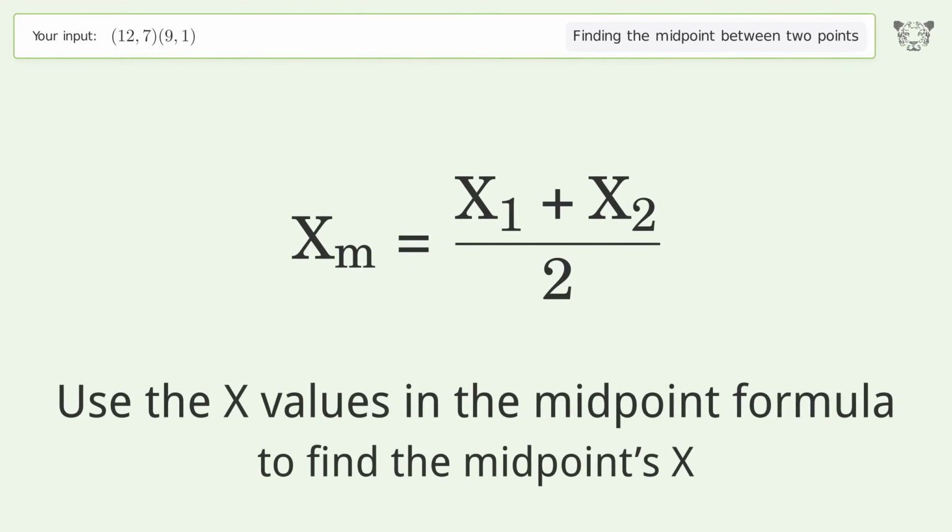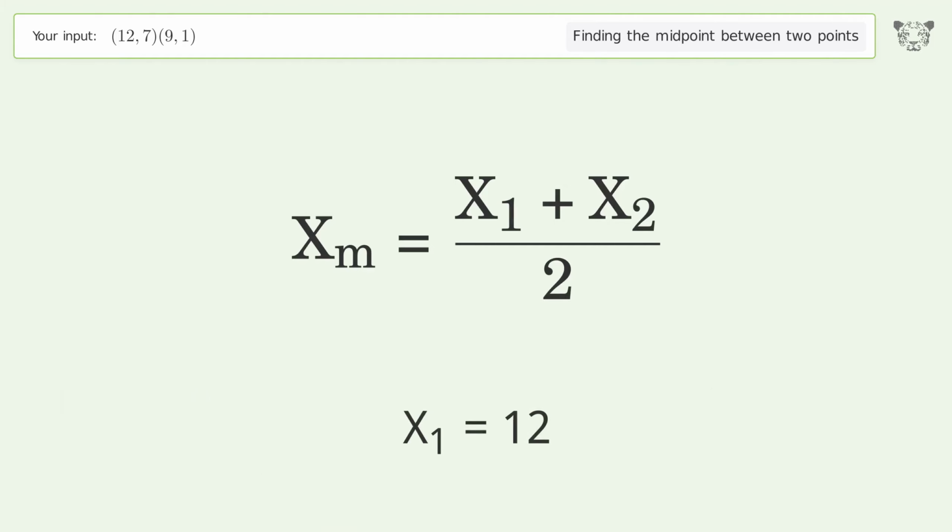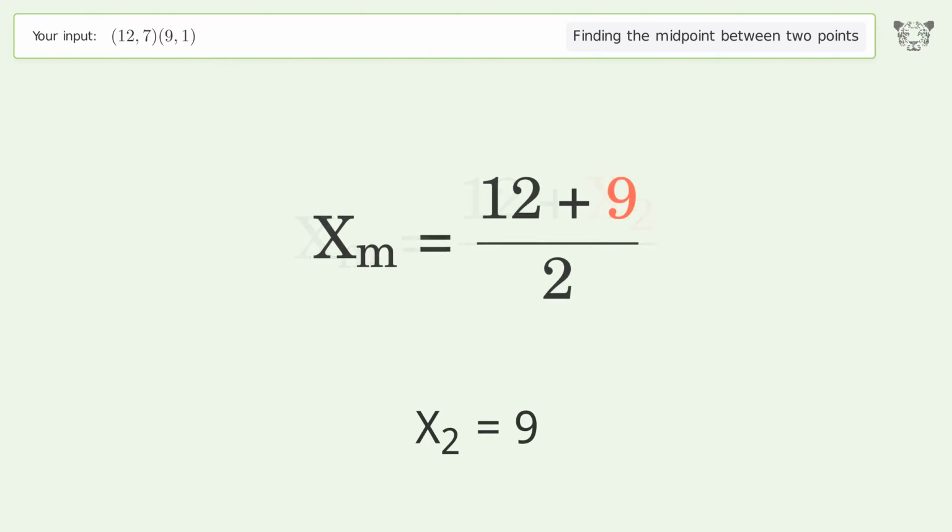Use the x values in the midpoint formula to find the midpoint's x. x1 equals 12. x2 equals 9. Simplify the arithmetic.